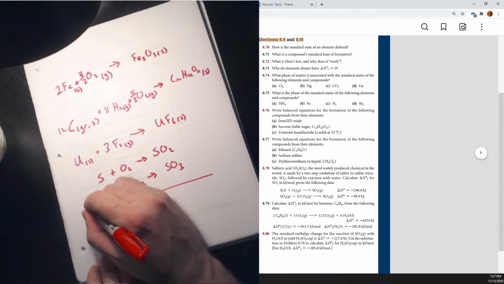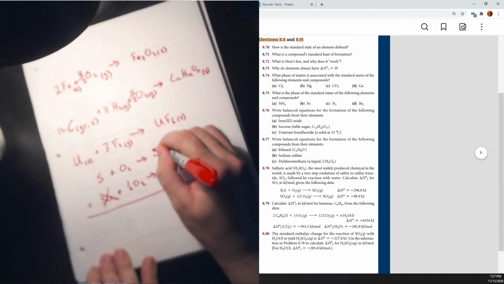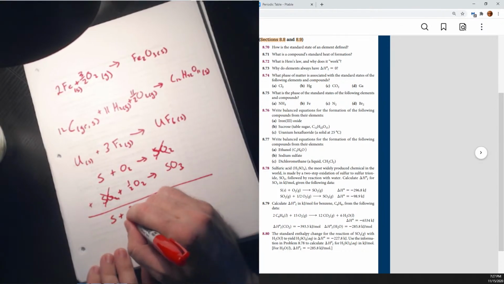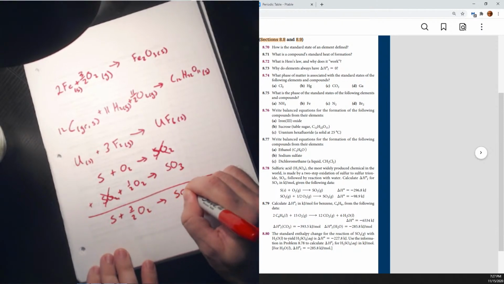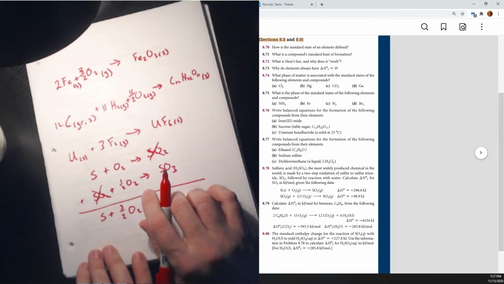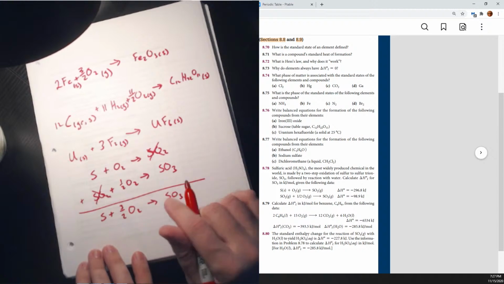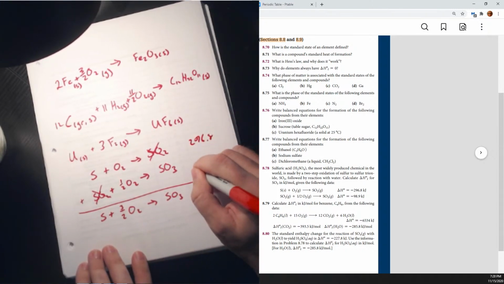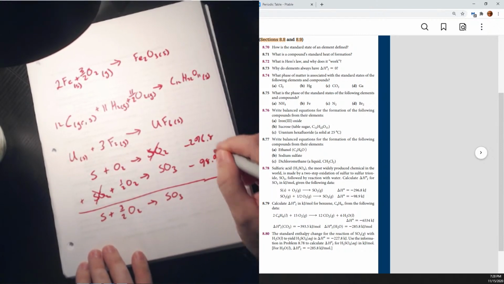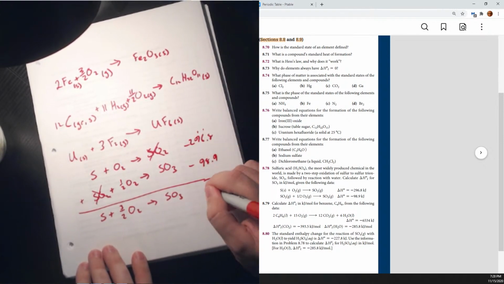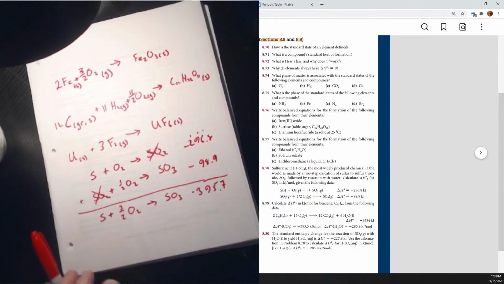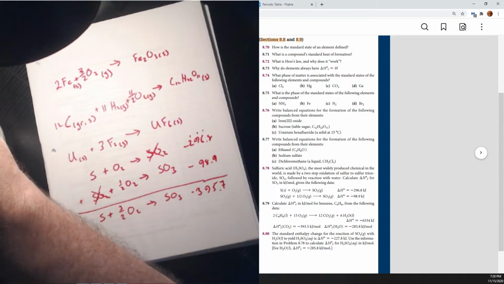So all we need to do is just add these 2 reactions together. The sulfur dioxide cancels out, and you're left with S plus 3/2 oxygen makes SO3. So we're just going to need to add those two values. So 296.8 and 98.9, both negative. So we add those together. I'm going to get negative 395.7. So that is a very simple, very straightforward Hess's law problem.